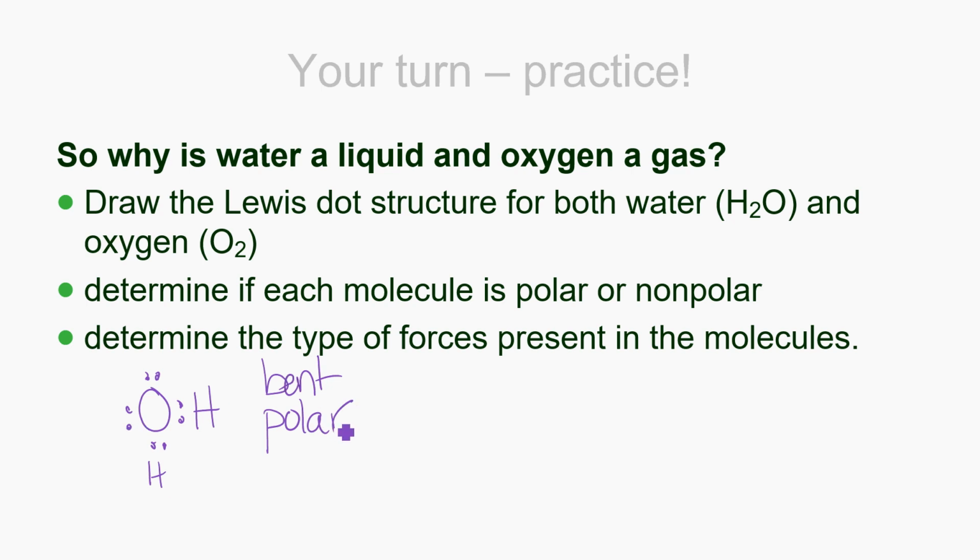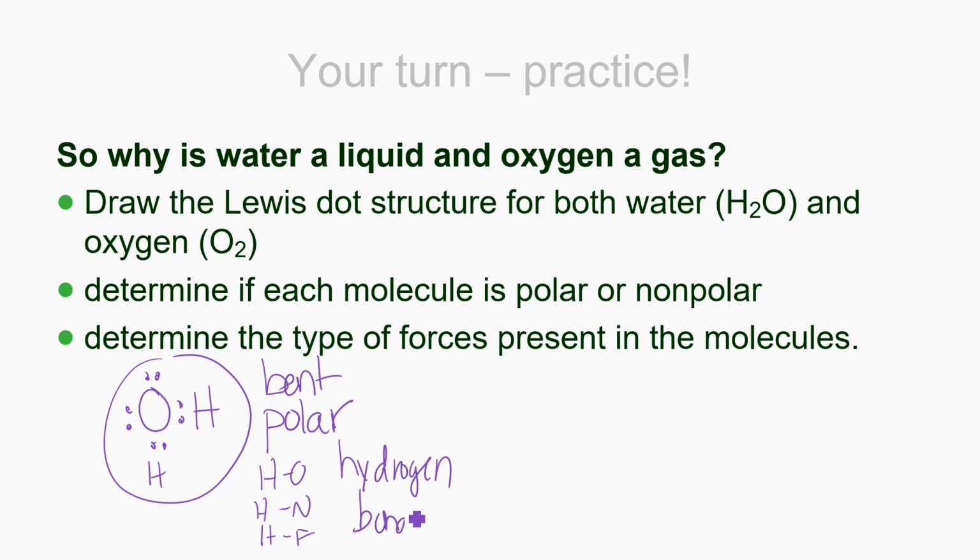So if it is polar, we know it can have dipole forces, but we also want to look out for, can it hydrogen bond? So if it's got an H bonded to an O, an N, or an F, it's capable of hydrogen bonding. Well, if I look at this molecule, it looks like it's got an H bonded to an O. So this molecule can hydrogen bond. So let's draw out what this looks like.